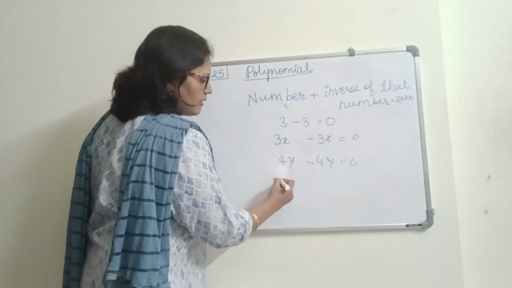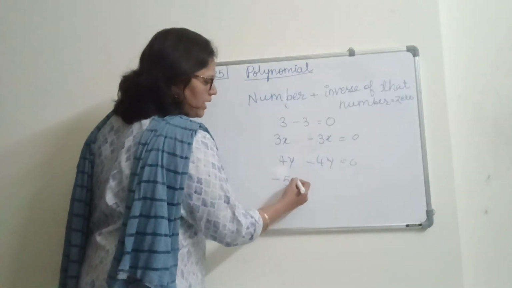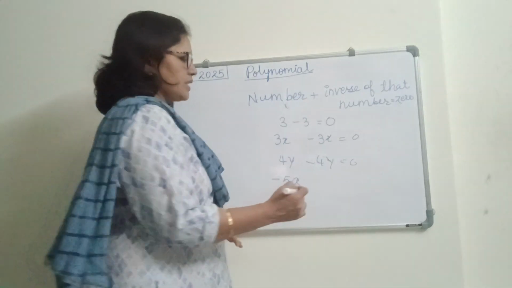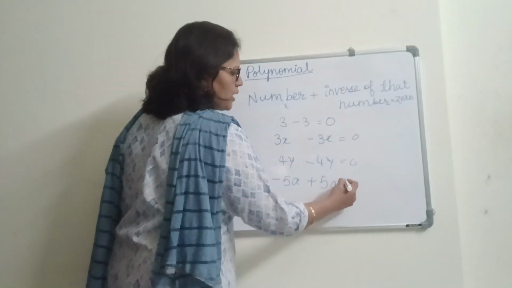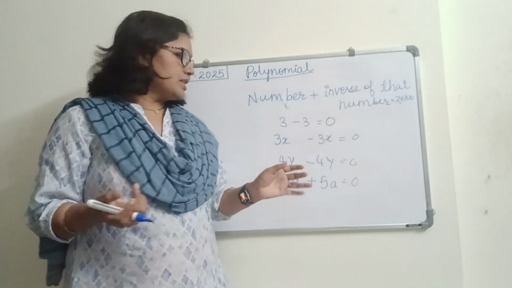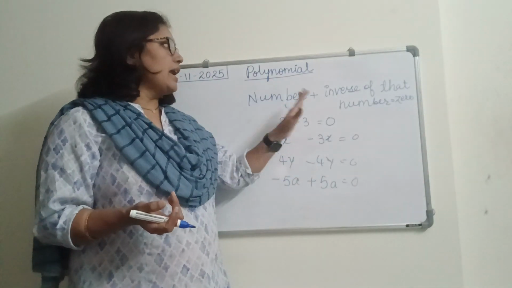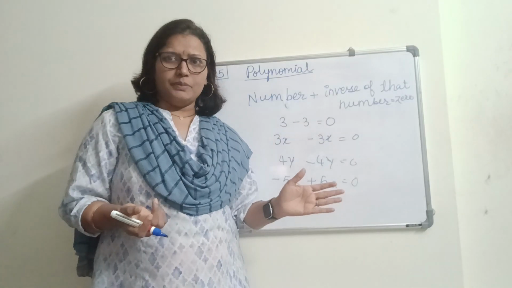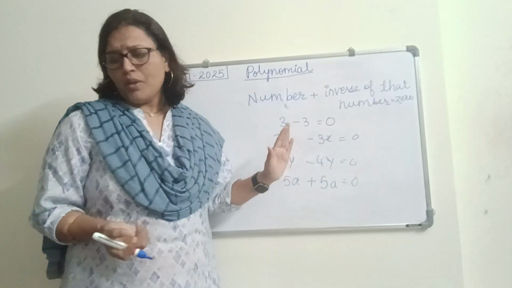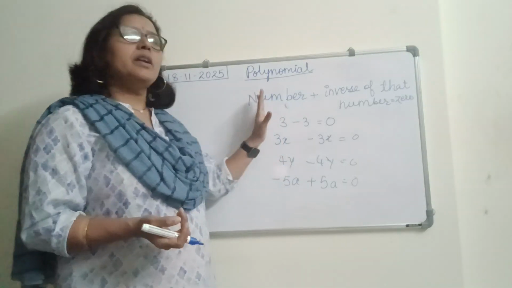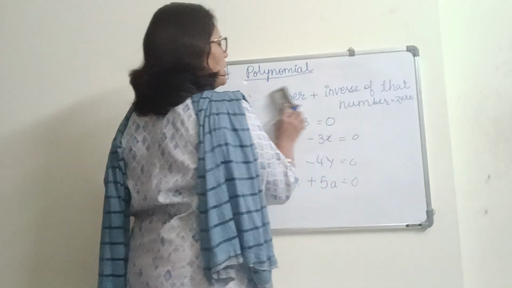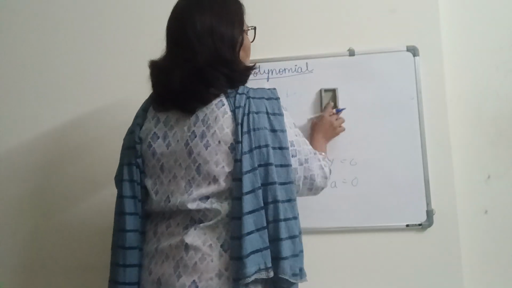Suppose the number given is minus 5a. What is its additive inverse? With the opposite sign, that is plus 5a. So you are getting 0 again. Whatever number is given, you have to take the opposite sign of that number, and you get its additive inverse. Hope you understand what is meant by additive inverse of a given number. Now we will move ahead because we need this for doing subtraction also.